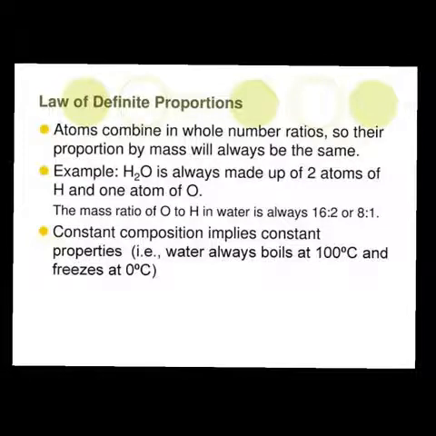Another law is law of definite proportion. What is the law of definite proportion? It states that atoms combine in whole number ratios, so their proportion by mass will always be the same. Example, H2O is always made up of 2 atoms of hydrogen and 1 atom of oxygen. The mass ratio of oxygen to hydrogen in water is always 16:2 or 8:1.